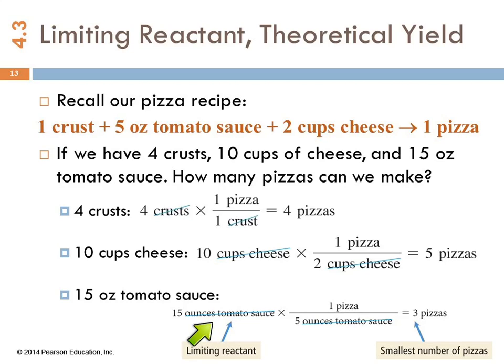We call this, the thing that we run out of, the limiting reactant, because it limits how much product we can make. Okay?